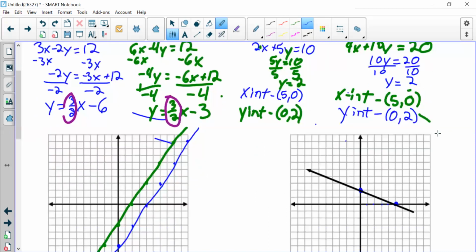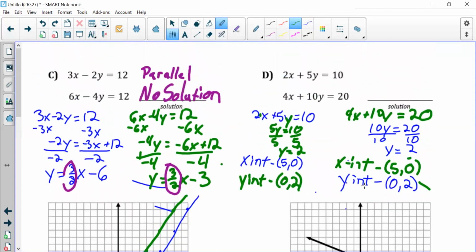Anybody noticing anything here? Get out my green pen. My x-intercept is 5, 0. My y-intercept is 0, 2. My x-intercepts and my y-intercepts are the same. These are literally the same line. So what's our solution going to be if I just drew one line on top of the other? It's going to be infinite solutions. All right, because there are infinitely many. That line goes on and on forever in both directions. So we're going to say infinite solutions.